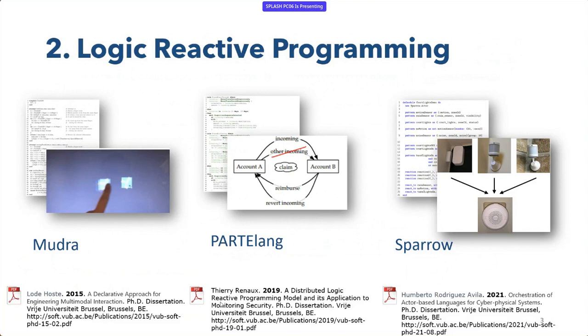So you have Mudra, which is a language to detect gestures in an open world using rules. Then there is Parthenon, which uses rules to detect security vulnerabilities in streams. And then you have Sparrow, which uses rules to detect patterns in a distributed setting, such as home domotica.